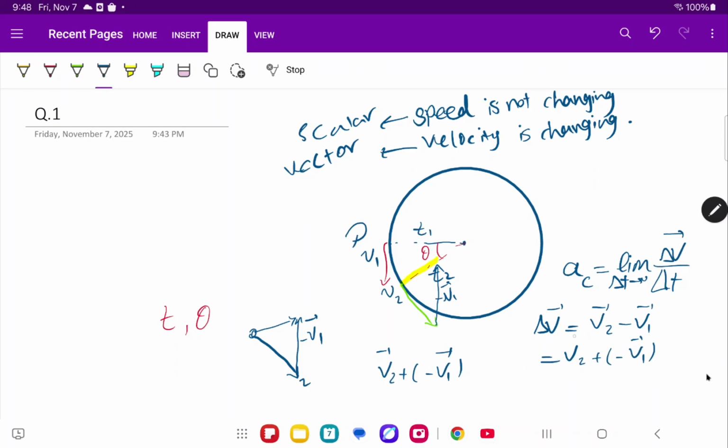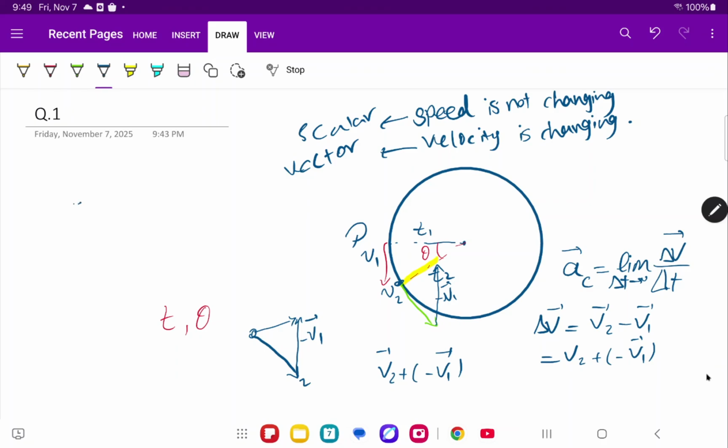So this is the direction of your centripetal acceleration. Sorry, I forgot to put the vector sign. This is also a vector, because on the right hand side we have a vector, so on the left hand side you should find a vector as well. This means that at every point where the object P is, in a uniform circular motion, its acceleration always points toward the center of the circle.